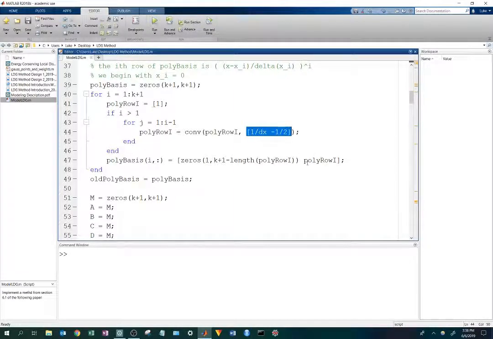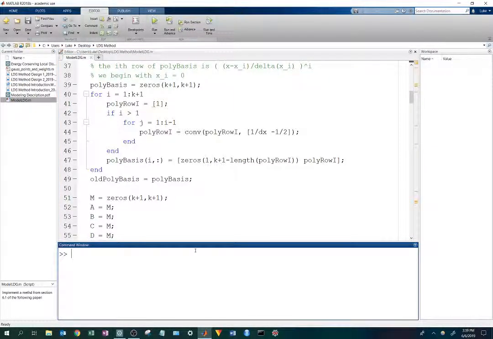It writes it as a row vector, and the vector most to the right is the degree 0 coefficient. Then this is the degree 1 coefficient. If this had 3 entries, this would be the degree 2 coefficient, etc. And convolution allows you to multiply polynomials together.